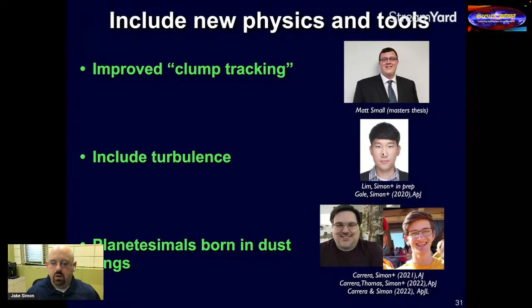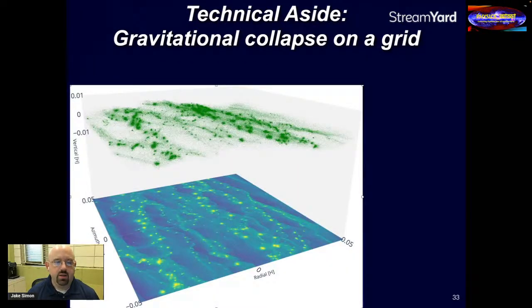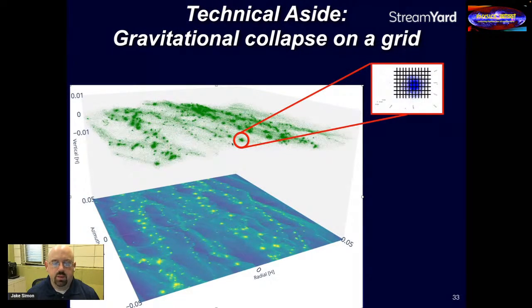And then my current graduate student and one of my past graduate students is looking at the influence of turbulence. I'll explain what that is in a minute. And then my postdoc and a former undergrad, we're looking at the formation of planetesimals in dust streams. I'll explain what all of these are. Let's start with clump tracking. So one thing that I've just brushed over so far is that these planetesimals aren't technically planetesimals.